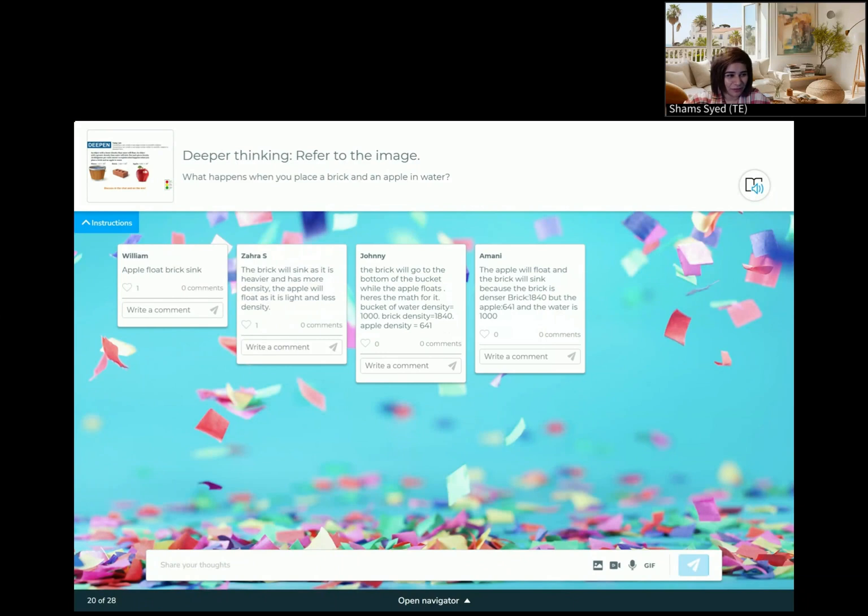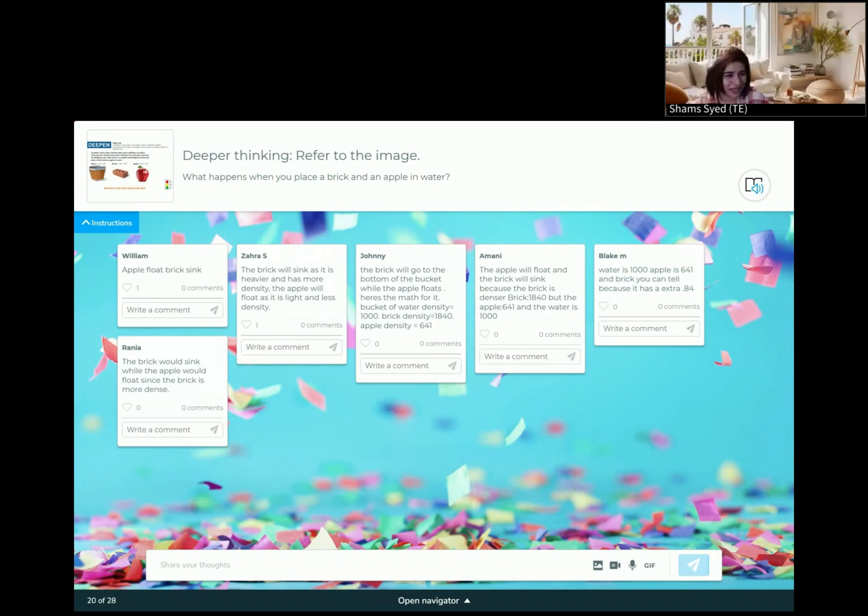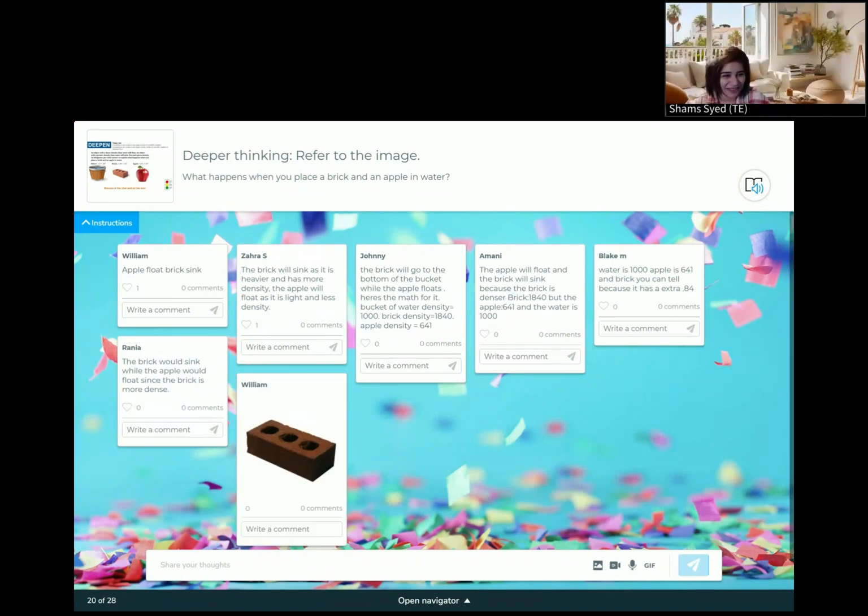Amani: apple will float, and the brick will sink because the brick is denser. Nicely done. We have around 15 seconds more. If you are still writing and composing a response, please post. You guys should have some similar answers. That means everybody's understanding the topic. Here's Blake, here's Rania, you guys are actually translating. That's nice. And it is also time. Nobody is in conflict that the brick will sink and the apple will float.